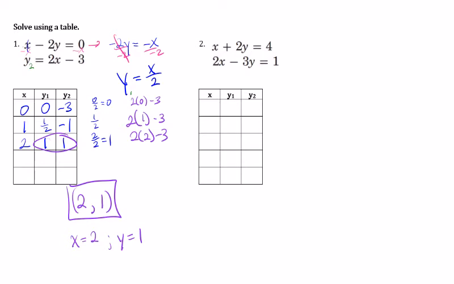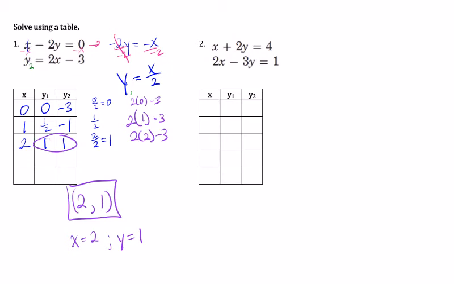So anyway, try to be systematic about it. One thing that we see here is how the numbers are getting closer together: 0, negative 3, 1/2, negative 1, and then finally 1, 1. So you can kind of get a sense if you're going too far in one direction, then maybe go back and try some negatives and things like that.